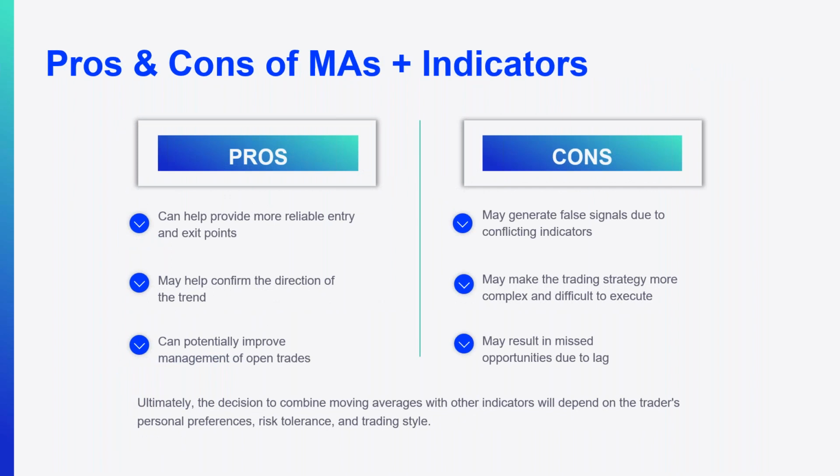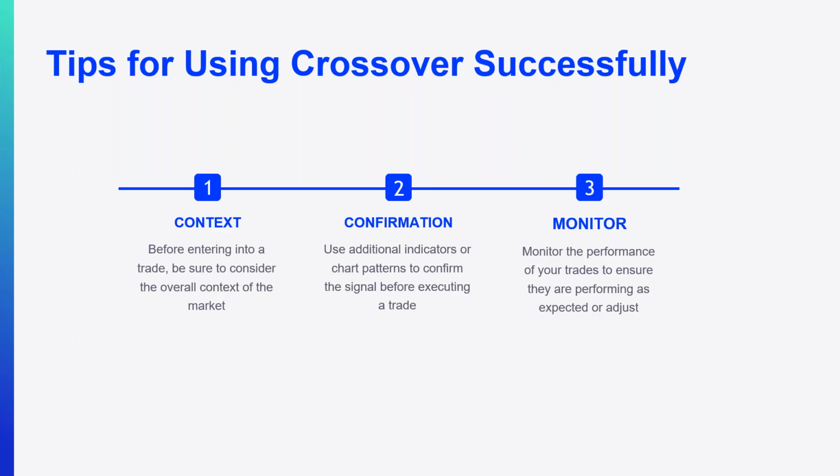Now, what are the pros, but also the cons, of using moving averages and indicators? Pros first. They can help provide more reliable entry and exit points. This is very important. They may help confirm the direction of the trend, and they can potentially improve management of open trades, which comes back to the monitoring that we looked at before.